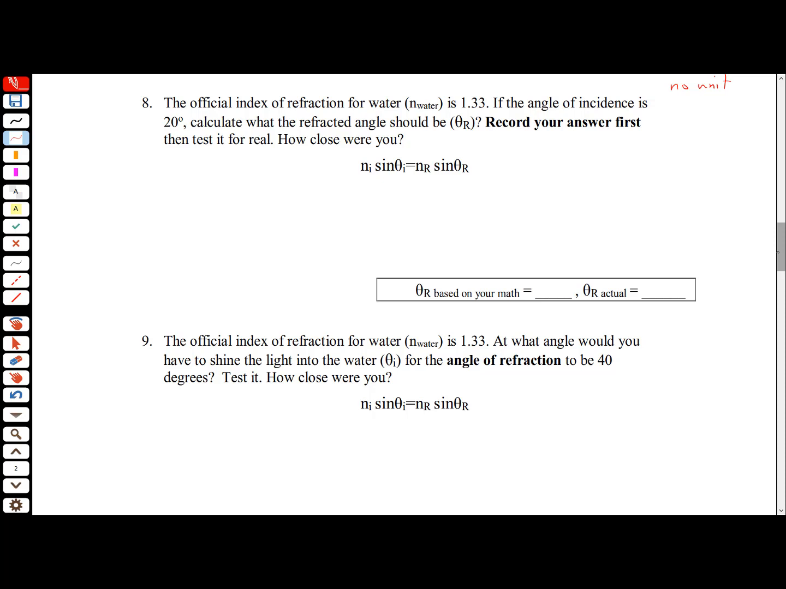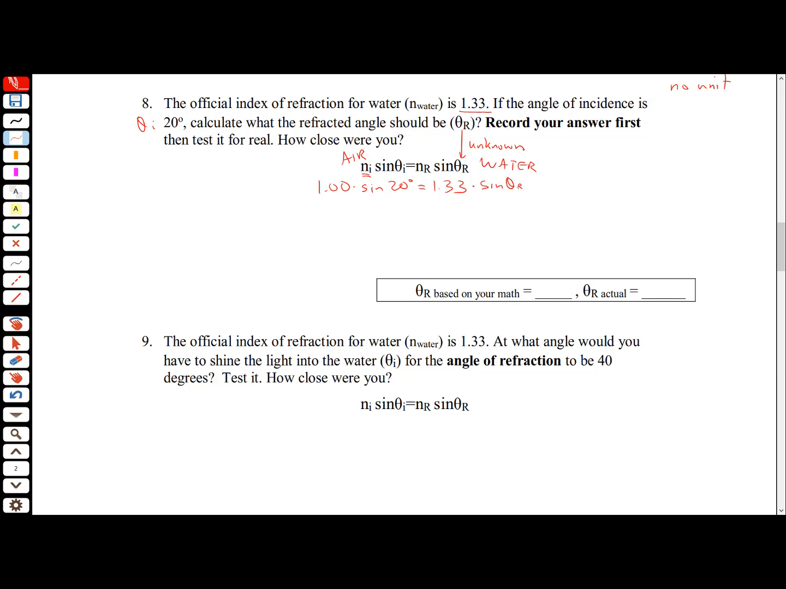And so if the official index of refraction for water is 1.33, which we've shown experimentally, and your angle of incidence is 20 degrees, so that would be theta I, what should the refracted angle be? So this is going to be our unknown. So if your Ni, your index of refraction for air, is 1, and we're coming in at 20 degrees. Well, Nr, 1.33 is our accepted value, and sine of our angle of refraction is left unknown for the moment.